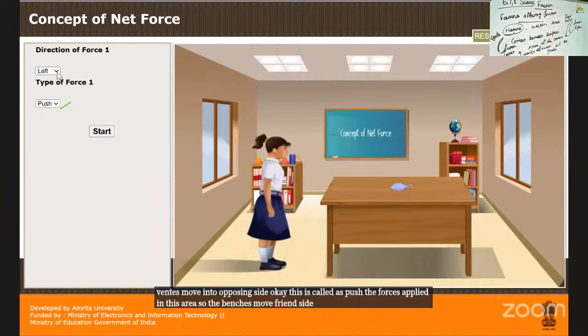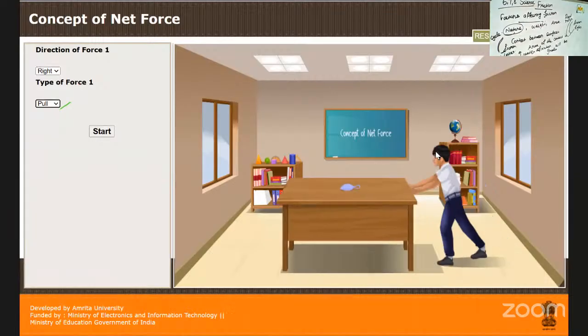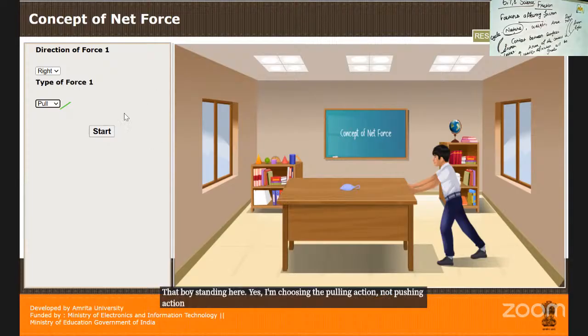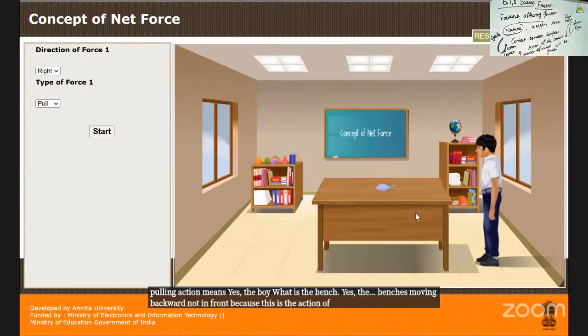Okay, next one, right side. Yes, this is the right side movement. The boy is standing here. Yes, I'm choosing the pulling action, not the pushing action. Pulling action means the boy pulls the bench. Yes, the bench moves backward, not to the front, because this is the action of pull. So the bench moves in a backward action.